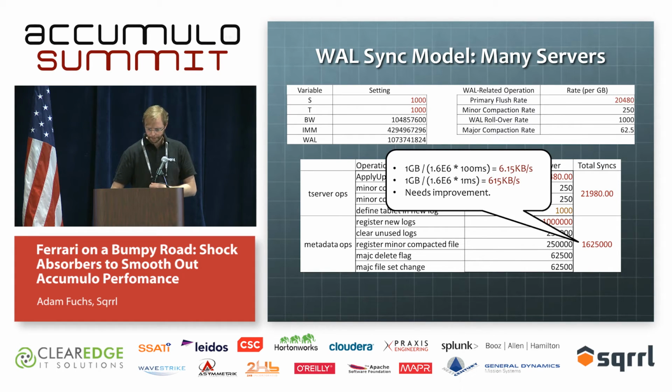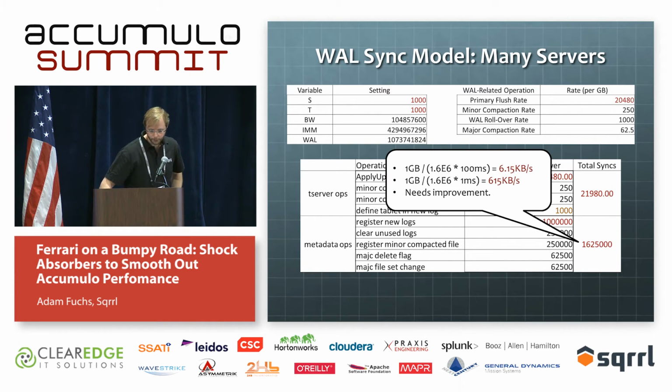But the other thing that happens here is that we've now got a huge inflation of the registration of new logs that happens on the metadata table. So we've got 1.6 million sync operations to write 1 gigabyte per server. That would be basically writing about 1 terabyte in this case, but we're going to account for things per server because we want horizontal scalability.